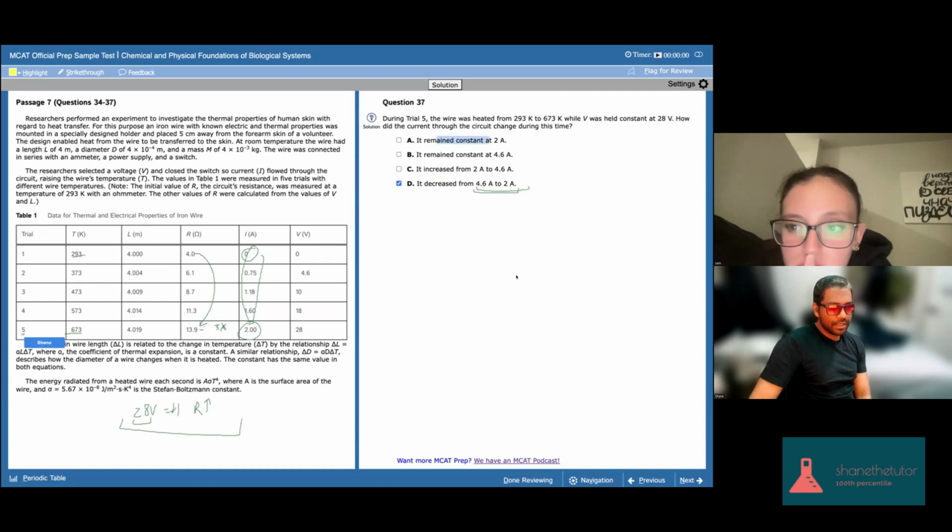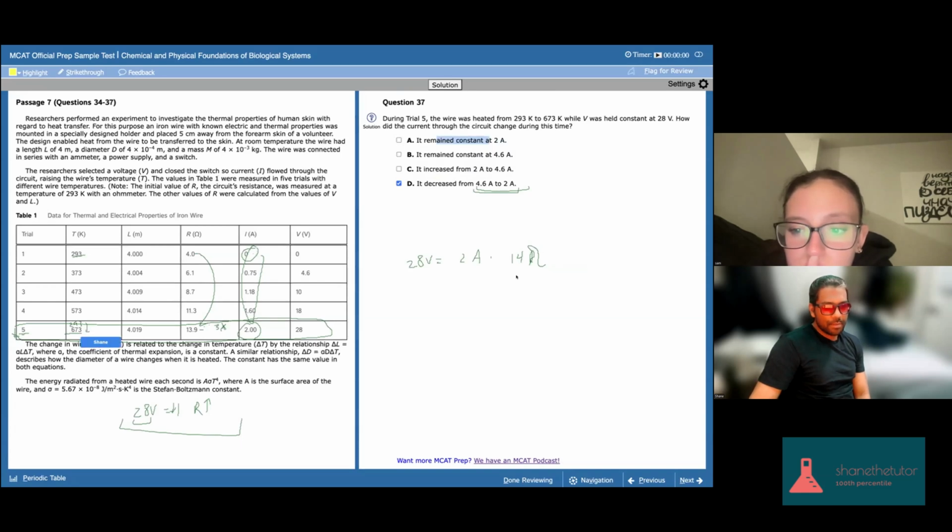5 that they heated it up from 293 to 673, and they are saying trial 5. So I think these values are the ones that we have to use, not any of these over here. That can help us out because we have 28 volts is equal to 2 amps times the 14 ohms resistance, and that's at 673.